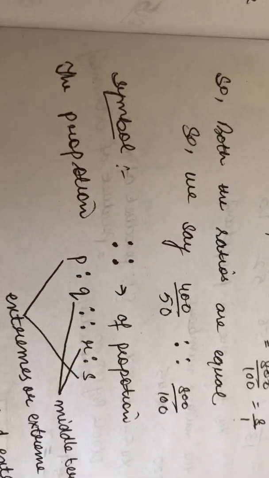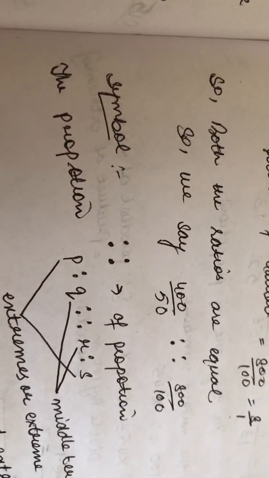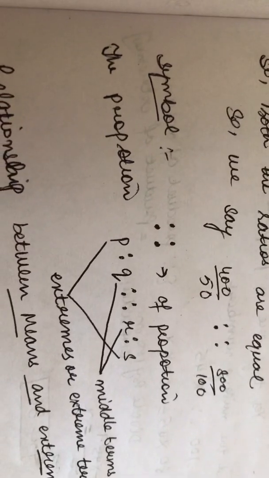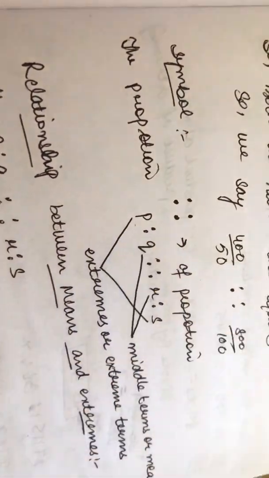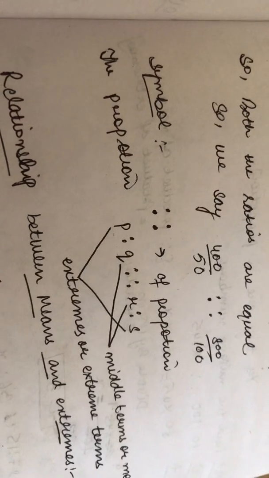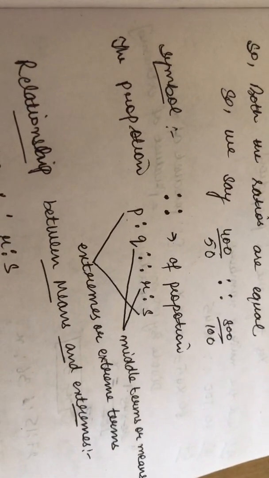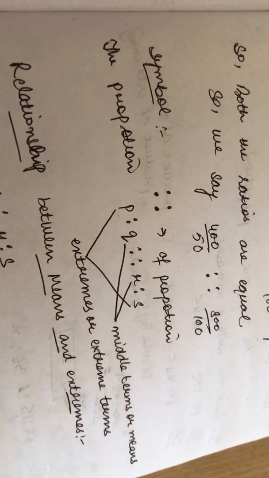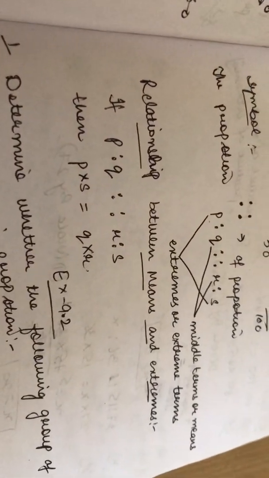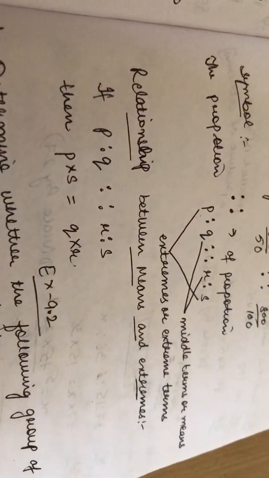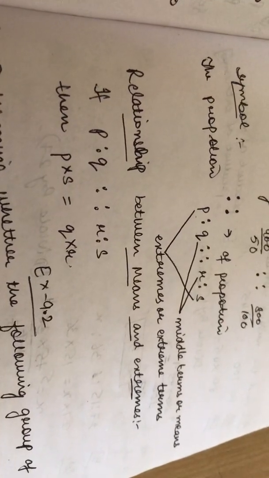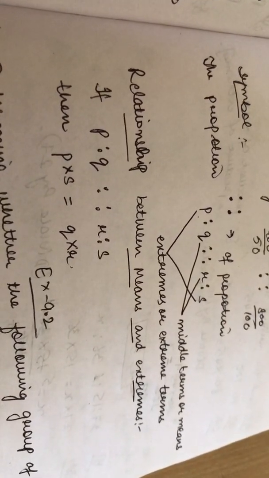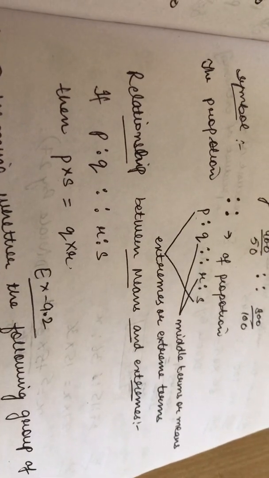The symbol for proportion is like this, 4 dots, and the proportion is written as this: P ratio Q is in proportion with R ratio S. P and S are known as the extremes or the extreme terms, and Q and R are known as the middle terms. Next is the relationship between means and extremes. If we have the proportion P ratio Q is in proportion with R ratio S, then we can write it like this: P multiplied by S is equal to Q multiplied by R.